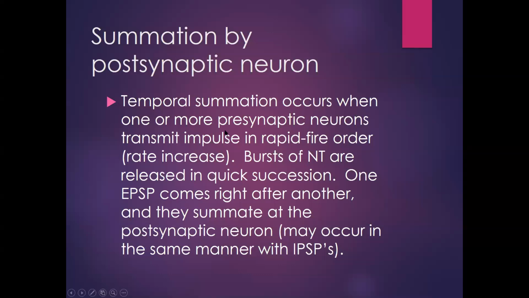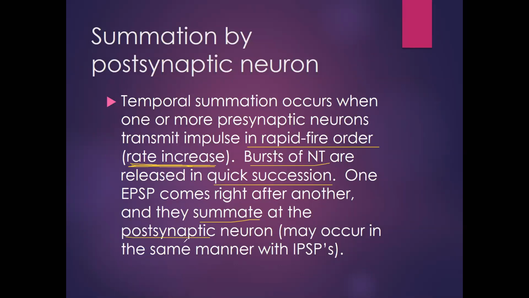So temporal summation, again, occurs when one or more, and usually just one, presynaptic neurons transmit impulses in rapid-fire order. But here's the important thing: we want to remember that it's a rate increase. We want to send the signal faster and faster and faster. So bursts of neurotransmitter are released in quick succession. One EPSP comes right after the other and they summate at the postsynaptic neuron. And we can do the same thing with IPSPs, making it harder and harder for that neuron to receive the signal. Just send it super, super fast, one right after the other.